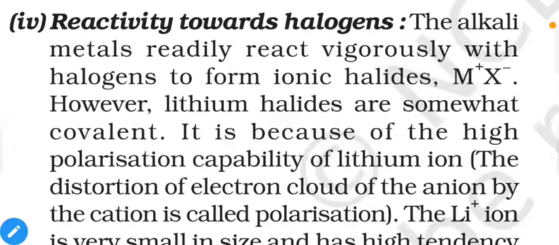Next, reactivity towards the halogens. Now, alkali metals and halogens are of exactly opposite nature. All of the alkali metals are strongly electropositive and all of the halogens are strongly electronegative elements. So the alkali metals readily react vigorously with the halogens to form ionic halides, M plus X minus. However, lithium halides are somewhat covalent. It is because of the high polarization capacity of the lithium ion. The distortion of the electron cloud of the anion by the cation is called polarization. That means it is an induced dipole like situation.